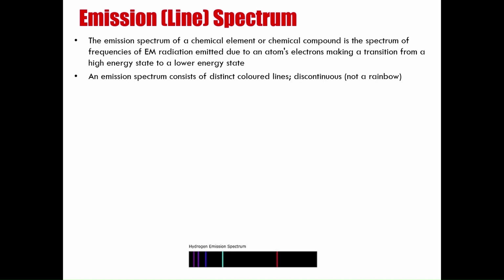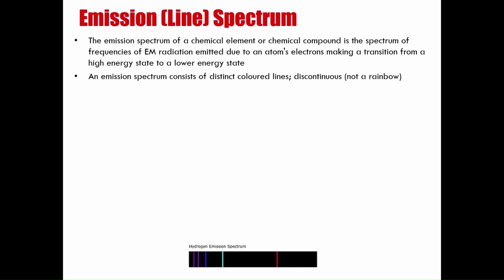So an emission spectrum consists of distinct colored lines that are discontinuous, i.e. it's not a rainbow. So if you look at the bottom here, we have the emission spectrum for hydrogen. So you see all these distinct colored lines. Each one of those colored lines represents a photon that was released from a particular electron.